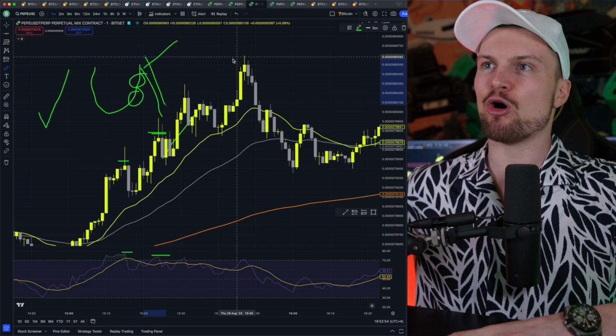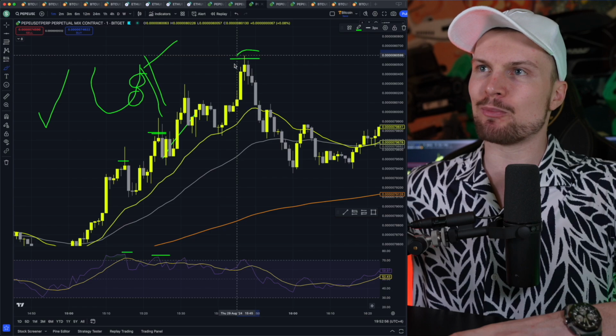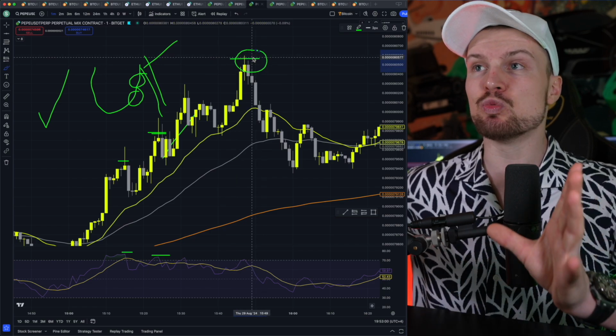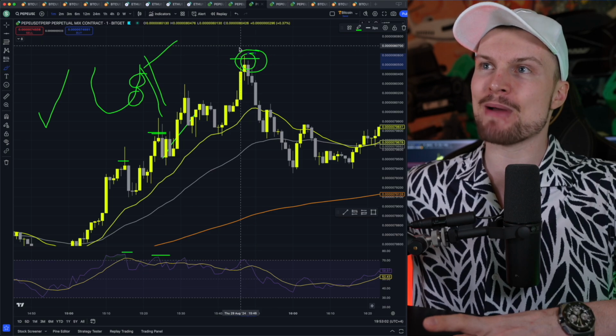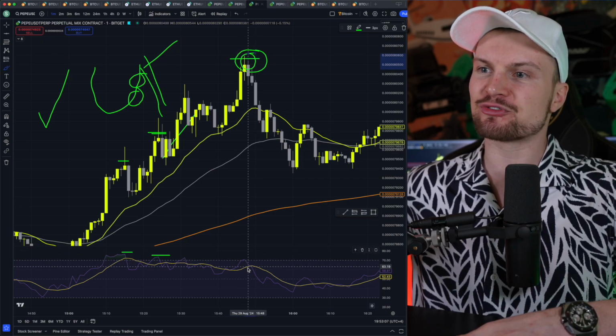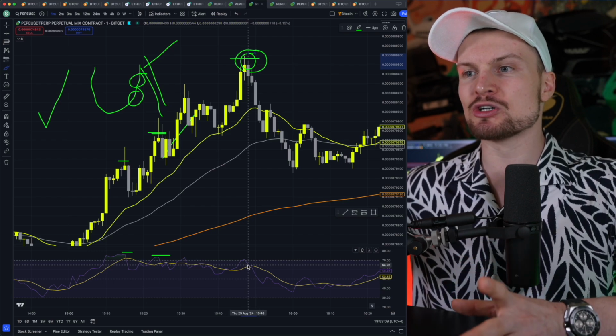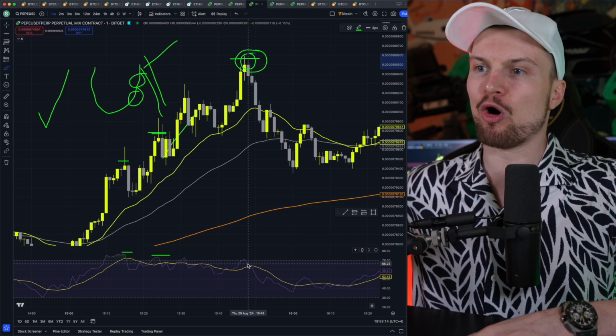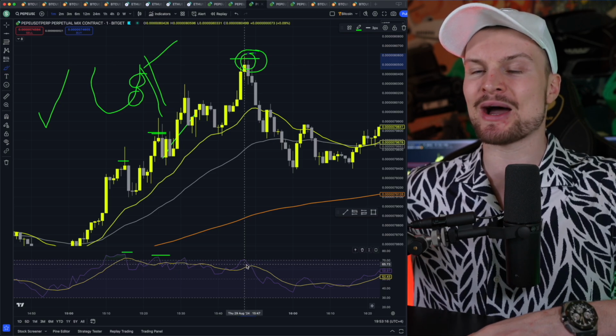Number 1, if on the second high you have no top wick, this also reduces your probability by 3%, which means you want to have a top wick on the bearish rejection candle. And also, if the RSI is far away from the SMA, this also reduces your chance by 3%. If the RSI is very close to the SMA, or you have a cross, this also increases by 3%.